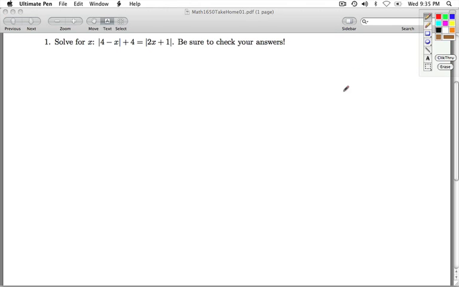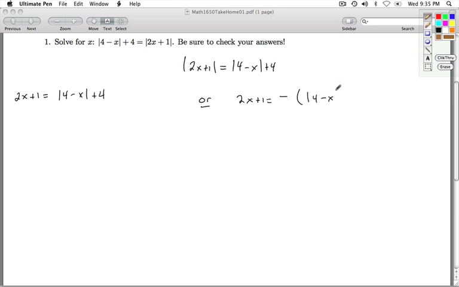So the first thing we'll do is write this as the absolute value of 2x plus 1 is the absolute value of 4 minus x plus 4. We have the absolute value of something equal to this right-hand side, so I know I can split that. Either the 2x plus 1 is equal to the right-hand side as it stands, or the 2x plus 1 is equal to the opposite of the right-hand side. This is the principle we talked about in class.